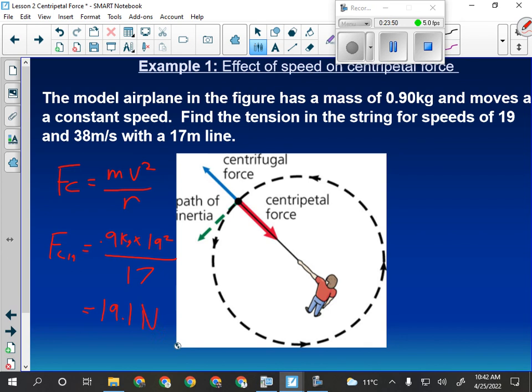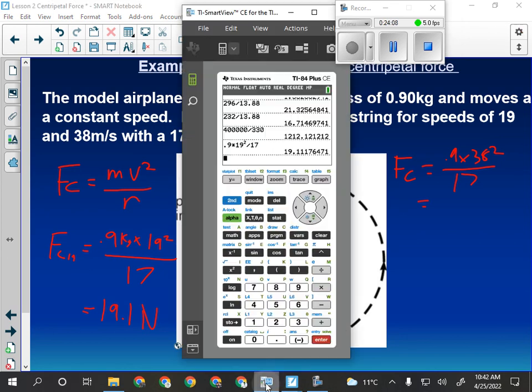Okay, if I do that same calculation now and I'm going twice as fast, so 38. Okay, so we'll have 0.9 times 38 squared divided by 17 meters, okay? That FC is going to be how much bigger than that number? 4 times bigger. So 0.9 times 38 squared divided by 17. Exactly 4 times bigger. Okay, so 76.4.